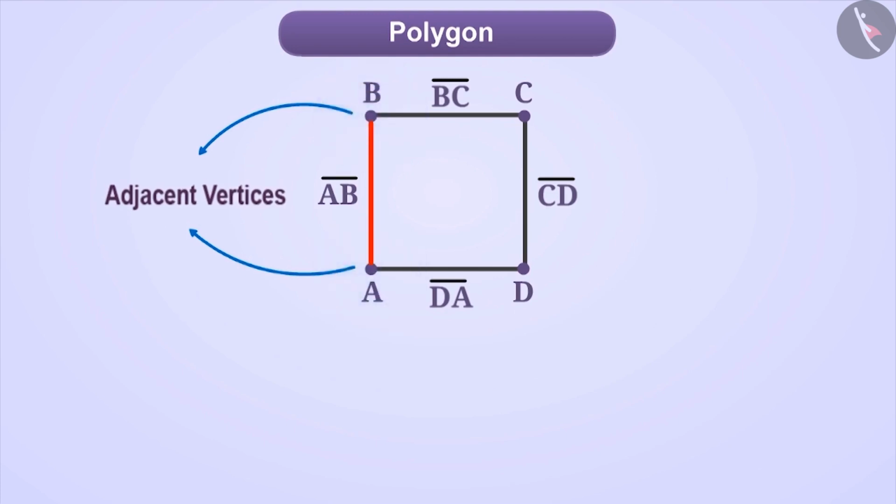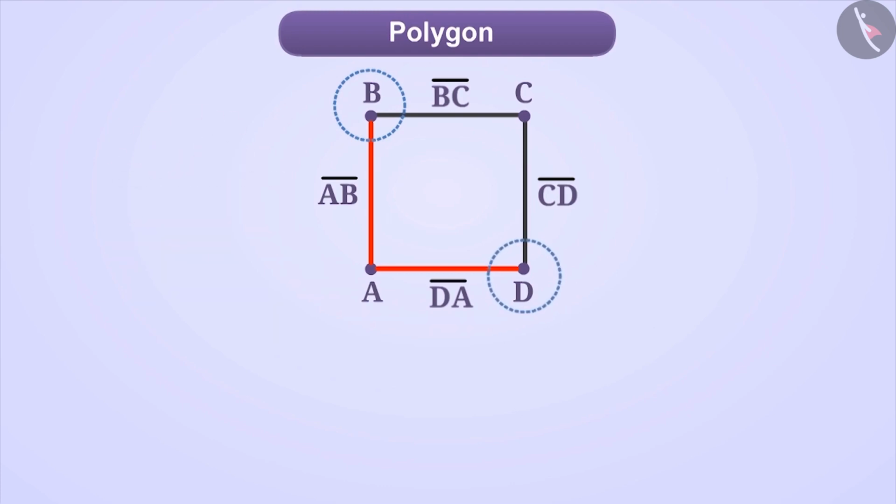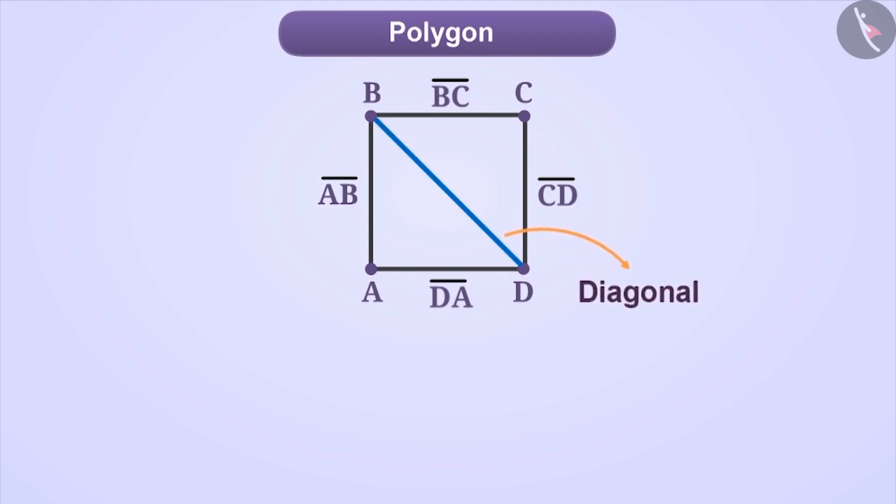Similarly, point A and point D are adjacent vertices. But point B and point D are not adjacent vertices. Can you tell me the reason for this? Absolutely true. The reason behind this is point B and point D are not the endpoints of a single side. If we connect such vertices which are not adjacent, then the line segment so formed is called diagonal of the polygon. Like here, line segments BD is the diagonal of the polygon. Similarly, if we connect A and C, then we get the diagonal AC.